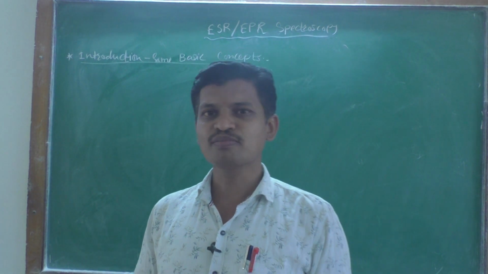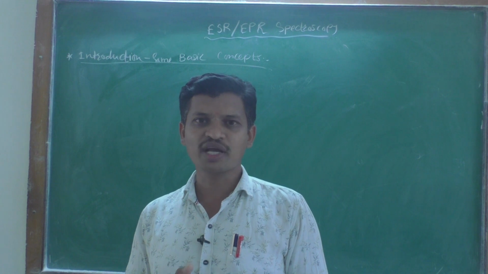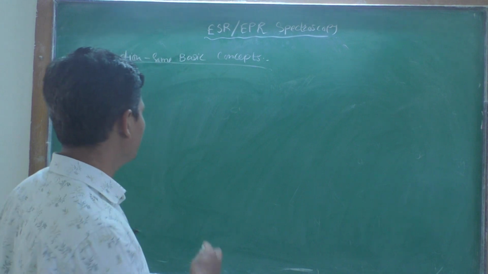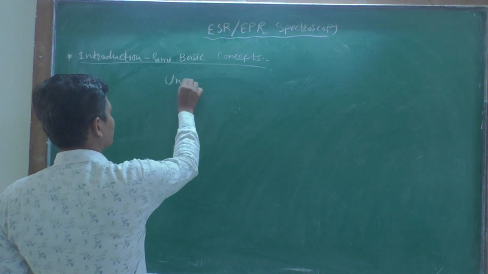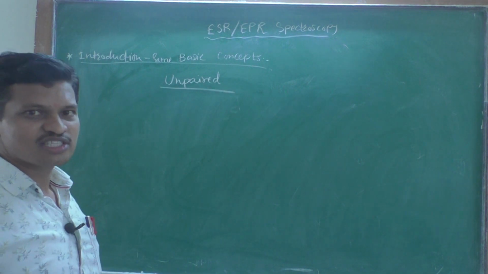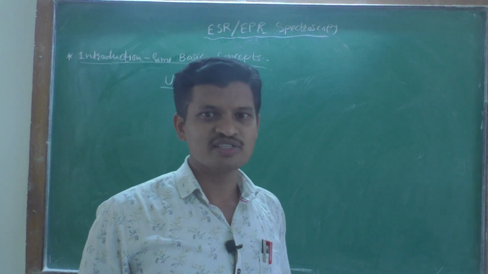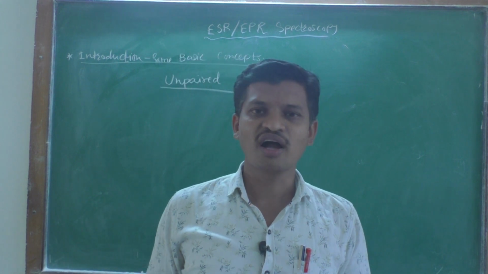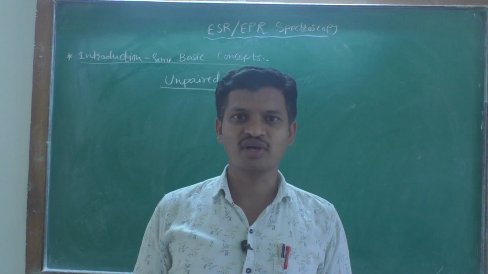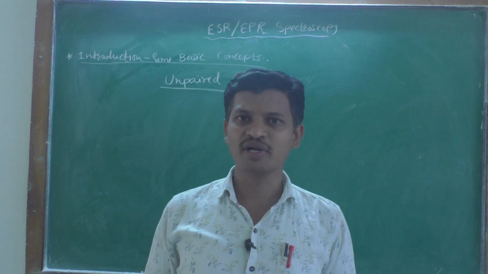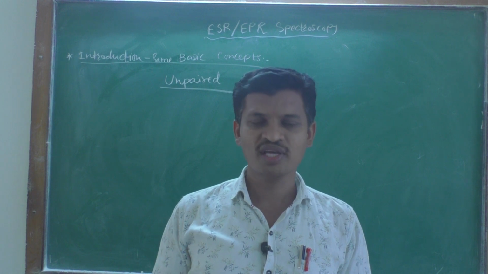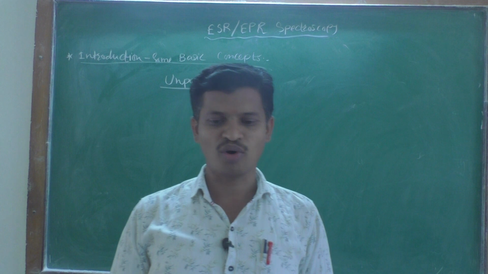But some substances are there which may contain unpaired electrons. Some chemical species are there, some transition metal species are there, some elements are there which contain unpaired electrons in their orbitals. Okay, so orbitals containing unpaired electrons are responsible for giving this ESR spectrum or EPR spectrum.